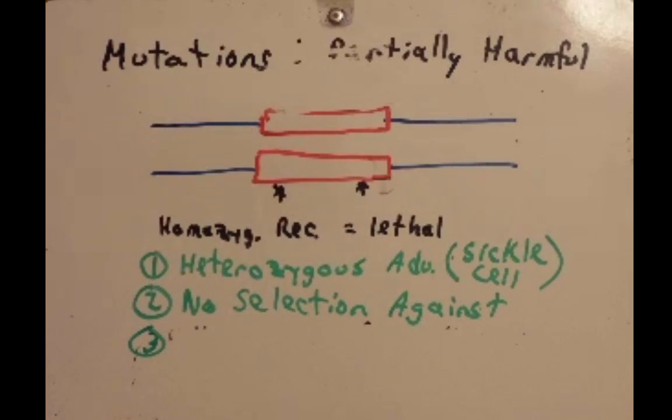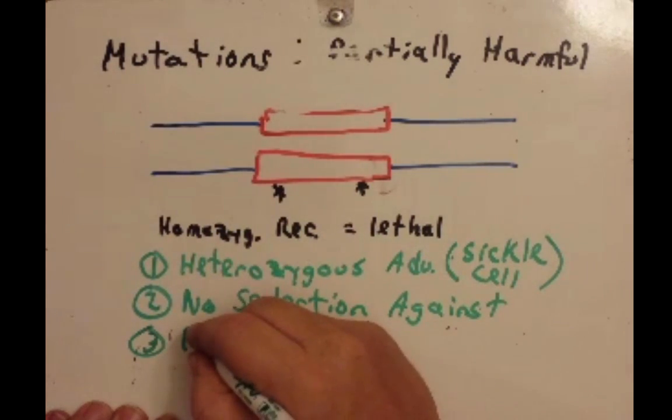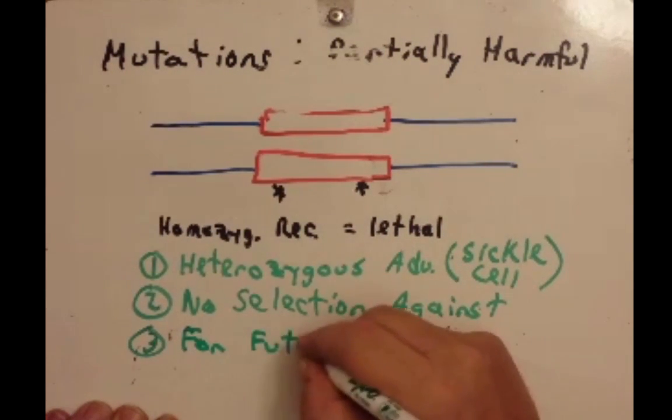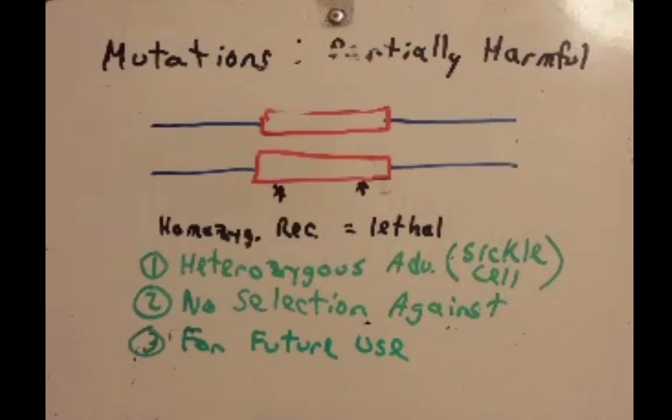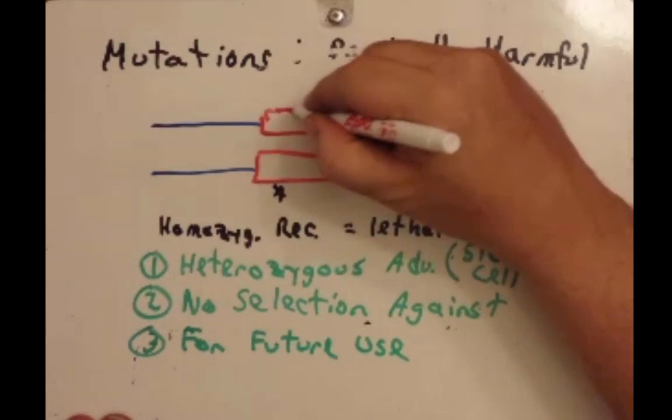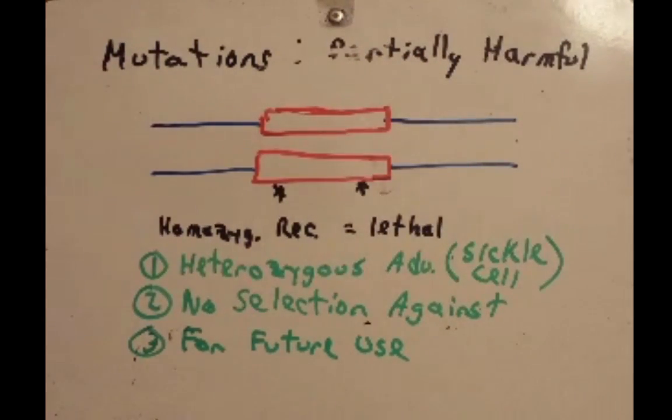This third example, tough to come up with a word, so let's just call it for future use. I can't think of a really good term to describe that, but let me explain it because that's really the important part. So we still have our case where we have our heterozygote up here, and we can go back to the homozygotes being lethal, or at least very sick. But as long as they're heterozygote, they're fine.